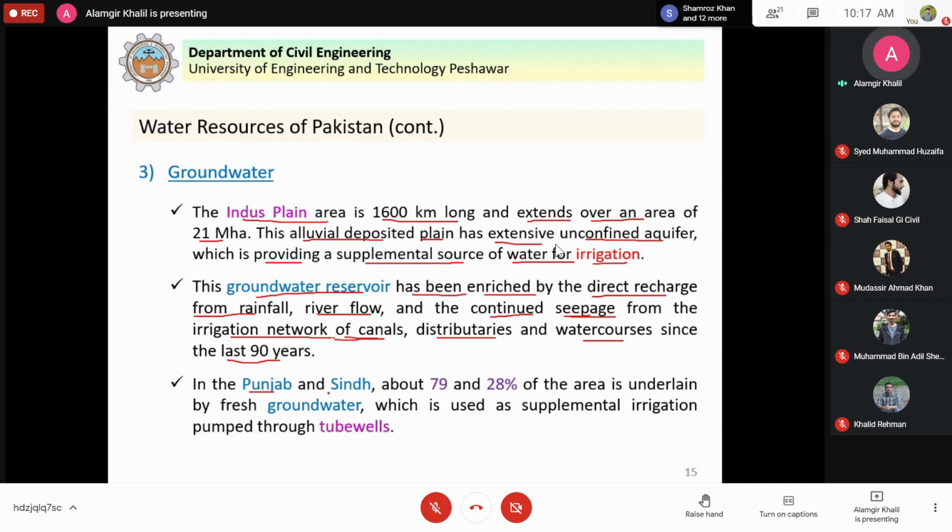In Punjab and Sindh, about 79 and 28% of the area respectively is underlain by fresh groundwater, which is used as supplemental irrigation pumped through tube wells. So you can see here why in Punjab groundwater is used intensively for different purposes.